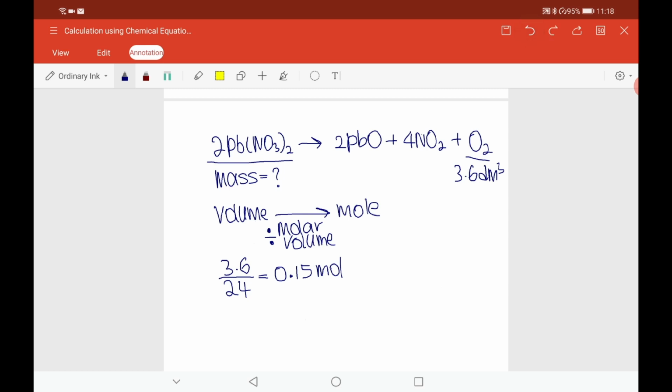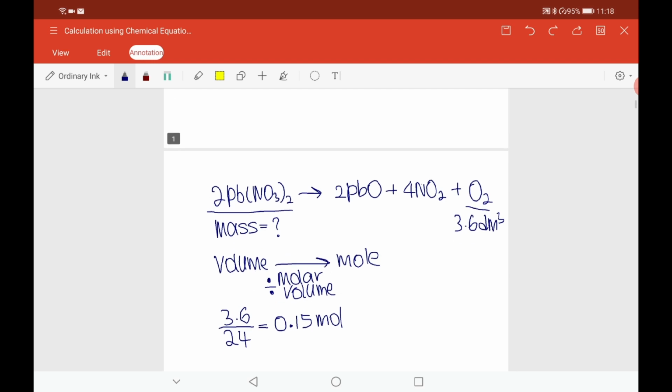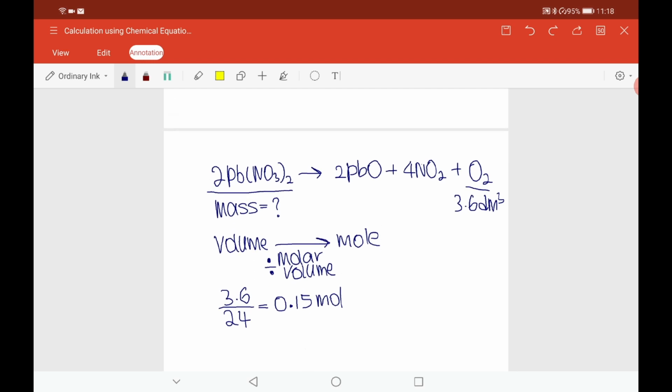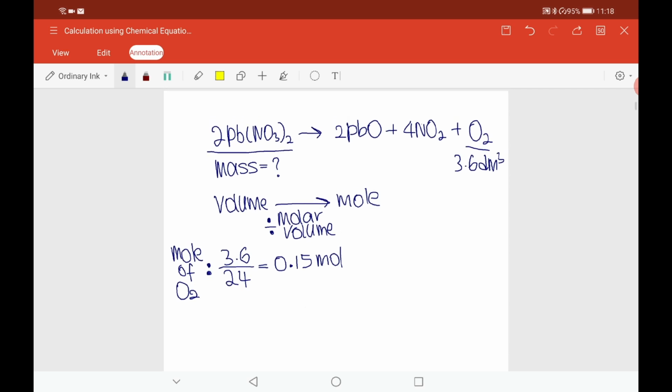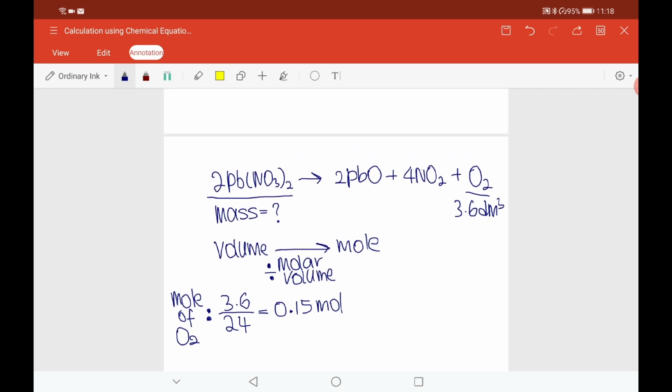Now we get the mole already. So this mole that we have is for who? This mole is referred to oxygen. If you want, you can write like this: this is the mole of oxygen, O2. Now we know the mole of oxygen already. But are we looking for oxygen here? No, we are not looking for oxygen. We are looking for lead nitrate, right? Our main concern is to find the mass of the lead nitrate.